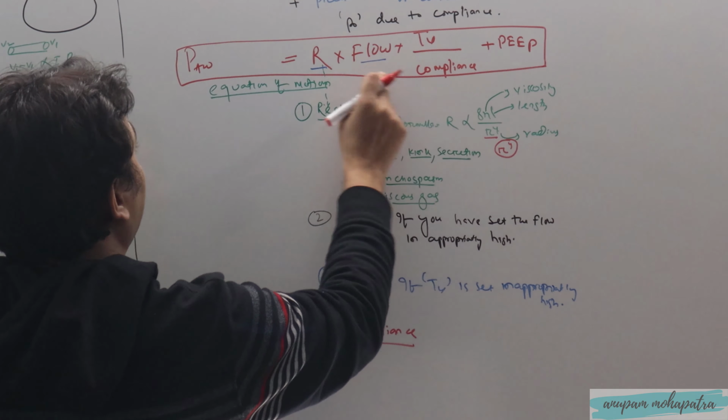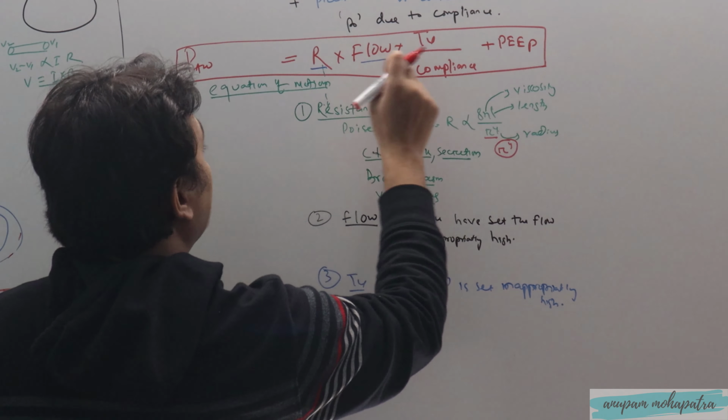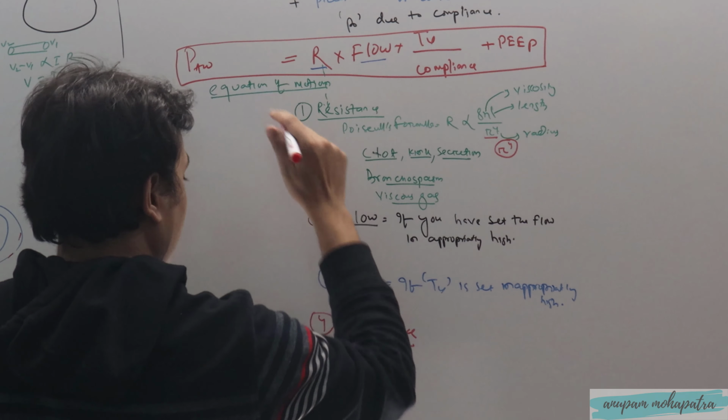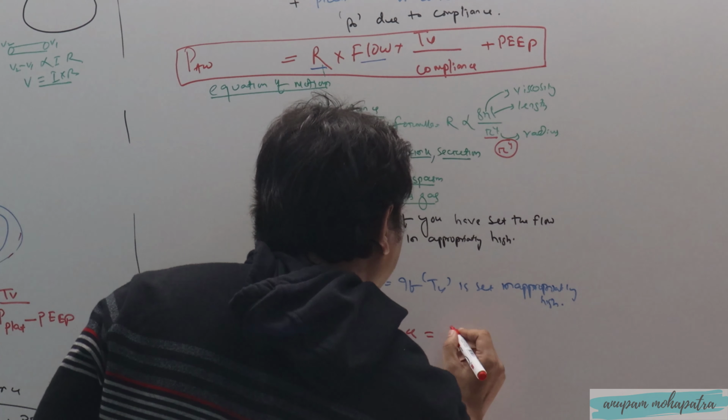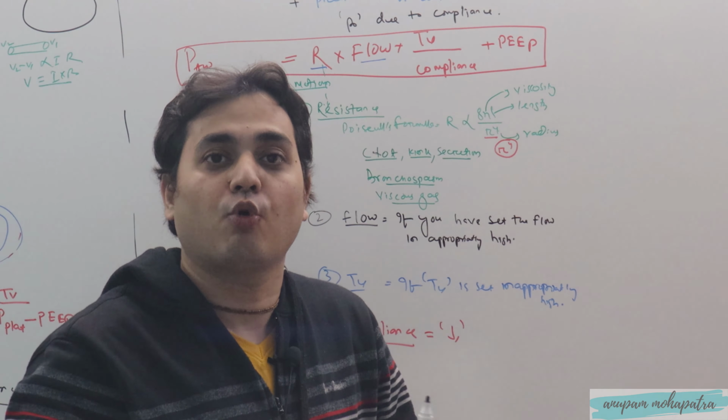Compliance is inversely proportional to the peak airway pressure. If compliance increases, the pressure will decrease. If compliance decreases, the pressure will increase. So what are the conditions where compliance will decrease? Compliance decrease means the lung becomes more stiff. Less compliant means more stiff.